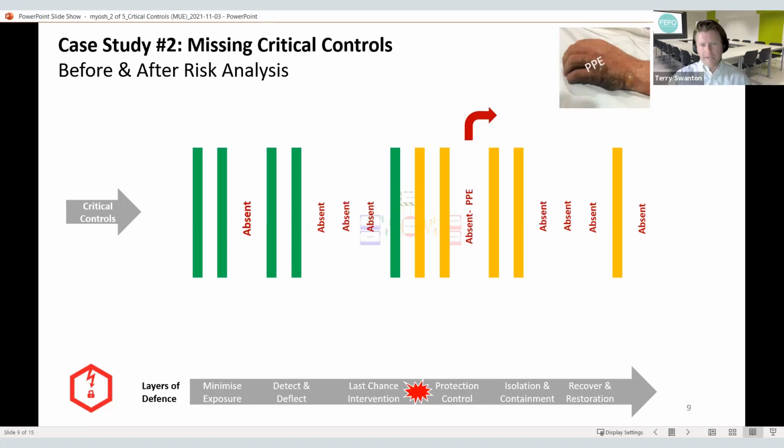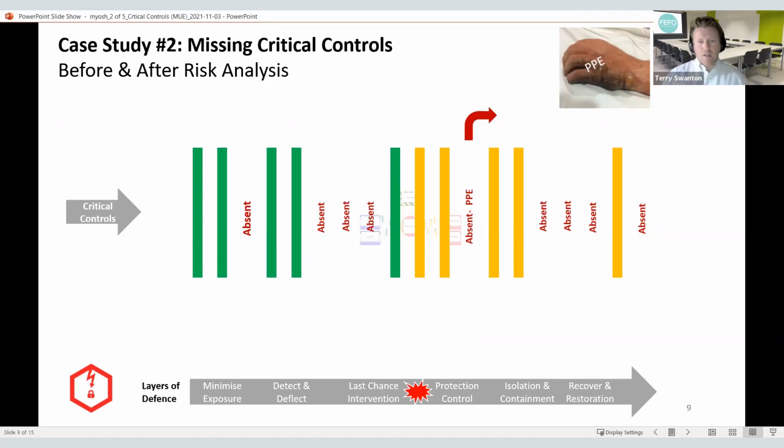Approximately 2 weeks after the incident, we conducted a risk workshop. The idea here was to review the layers of defence leading up to the flashback. You can see down here on the bottom, we've got the layers of defence: minimizing exposure, detect and deflect, the last chance intervention, and then we have the incident occurring. Post-event, there were a number of missing controls identified. You can see on the left-hand side a number of missing controls leading up to the event, but also a number of missing controls post-event.